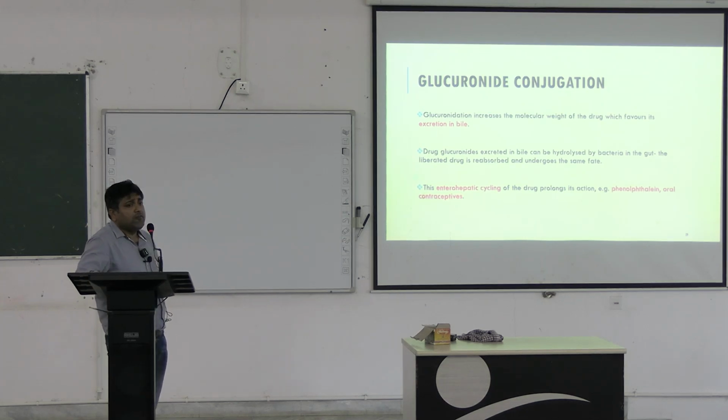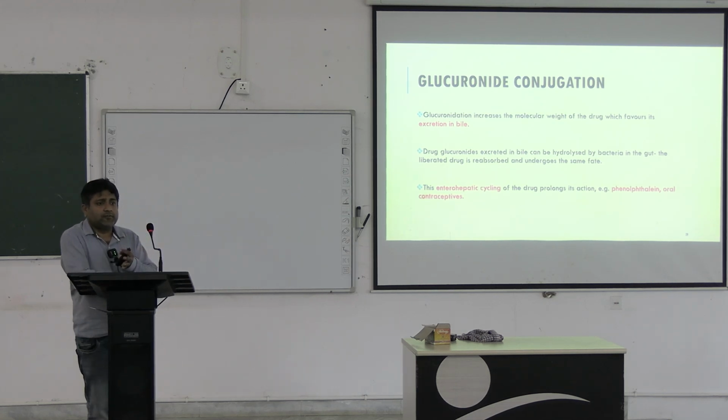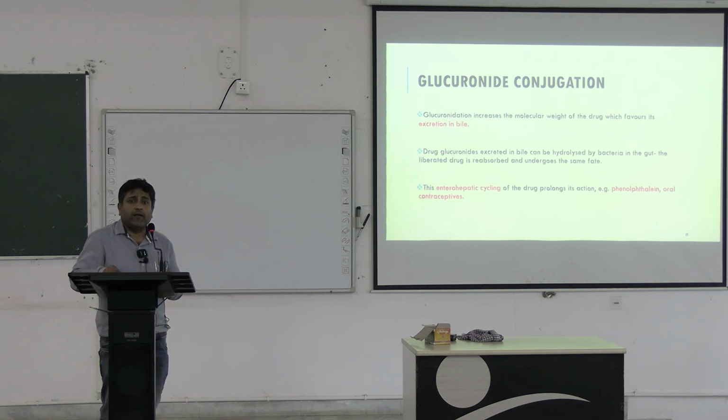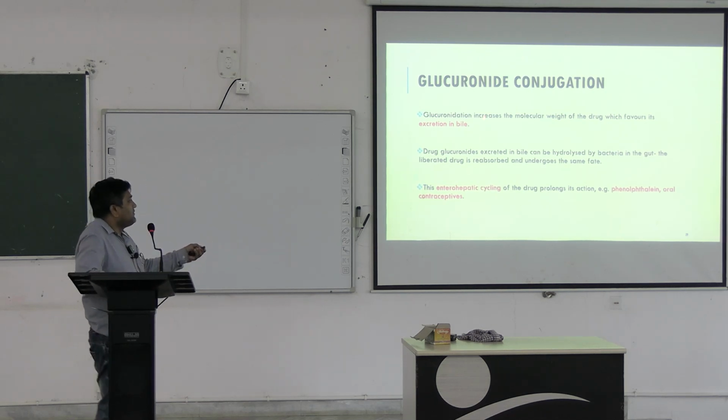Glucuronide increases the molecular weight of the drug so that it favors excretion in bile. What happens when it is excreted in the bile into the intestine? Drug glucuronide excreted in bile can be hydrolyzed by the bacteria in the gut, and what happens? The drug is liberated. It is again reabsorbed, and again it is glucuronidated. So enterohepatic cycling occurs with this sort of metabolite, and that prolongs the action of the drug. Example, phenolphthalein, oral contraceptives.